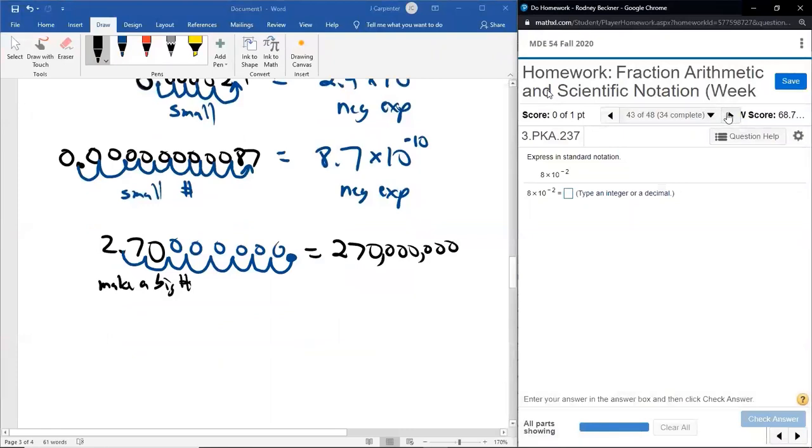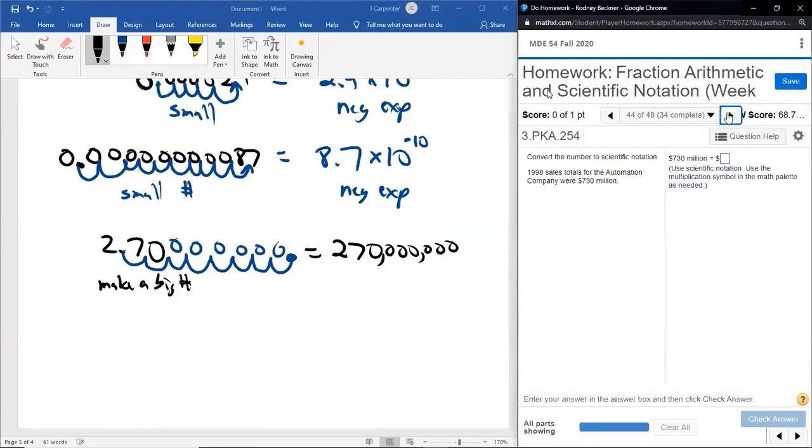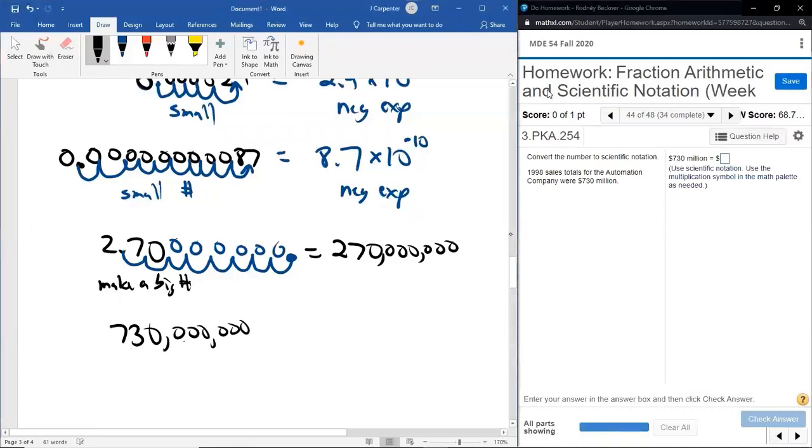All right, we've done a decent amount that way. Here we go. Convert the number to scientific notation. So we got 730 million. So you might say this number is just 730 and start moving a decimal place. And that would be okay if the word millions was somewhere in the answer, but it's not. So we got to know that this is 730,000,000. That's how much money this is. And we're trying to convert this to scientific notation.